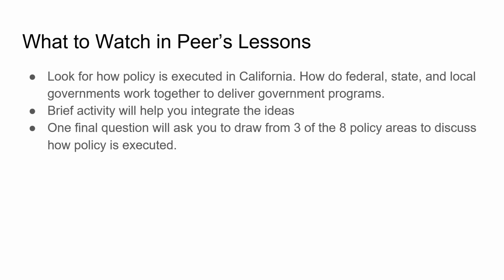Because these are peer lessons from here on out, what I want you to do is look for how policy is executed in California. So we've talked a lot about how the legislature works, how elections work, how the governor works, and all of that. How does that all come together to help us have K-12 policy or homeless policy or transportation policy, et cetera?